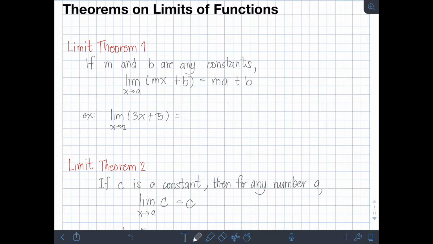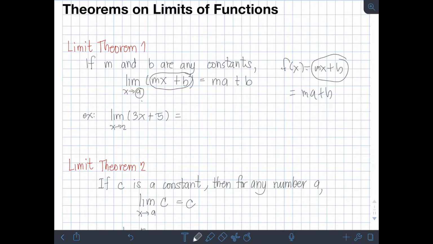If m and b are any constants, then limit of mx plus b as x approaches a is equal to ma plus b. Okay, so kung meron ka raw function na linear, which is f of x is equal to mx plus b, slope-intercept form, then masosolve mo yung limit nito as x approaches a value, let's say a, with the value equal ma plus b. So parang isa-substitute mo yung a doon sa x nung mx plus b.